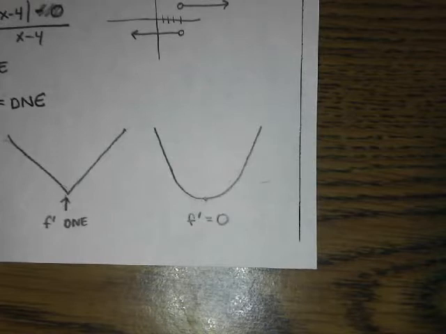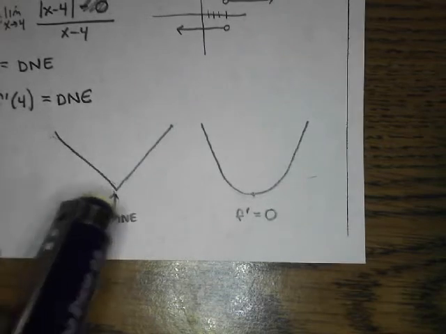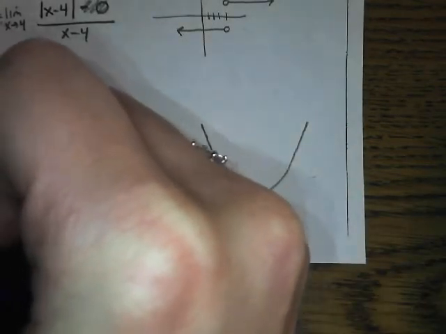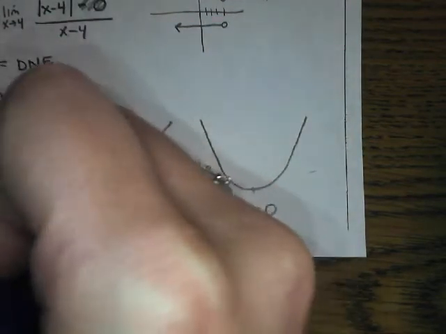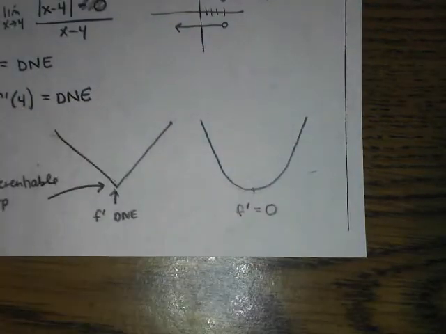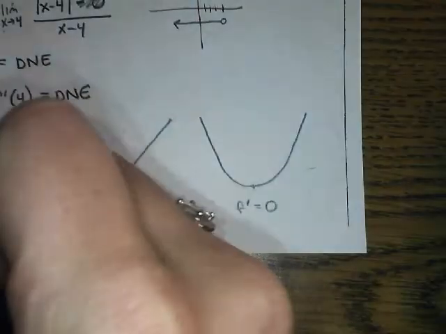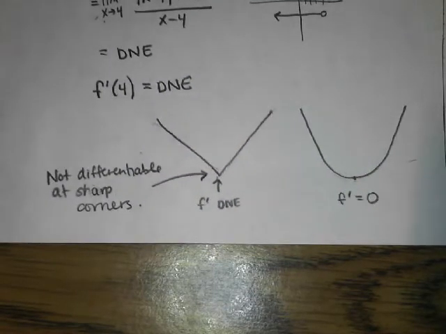Alright, so this right here is a case where if you see a sharp corner point, then you will not be differentiable there. So we are not differentiable at sharp corners. I guess I don't even need to say sharp, I could just say at corners, but we'll say sharp just to really hit it home. Any questions?